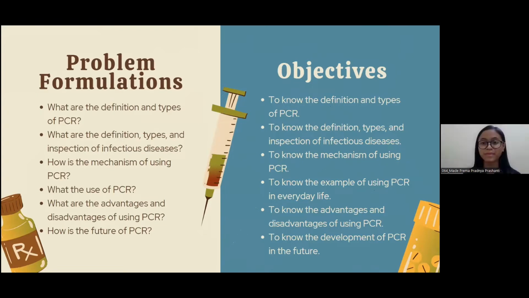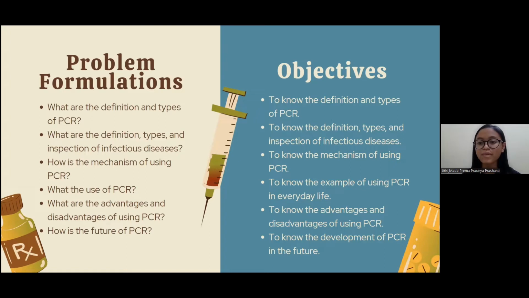Okay, my name is Made Prema Pratnya Pesanti, with the last 3 digits of my student number being 064. Now I will present the problem formulation of our paper. The first is, what are the definition and types of PCR? The next is, what are the definition, types, and inspection of infectious diseases? How is the mechanism of using PCR? What is the use of PCR? And next, what are the advantages and disadvantages of using PCR? And the last, how is the future of PCR?